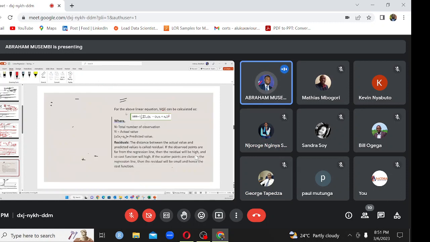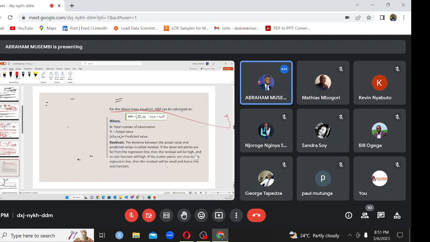Let's now continue. For the above linear equation, the mean squared error can be calculated as this. You can see this is the formula which we've just written. It's just that they have factored out the one divided by n, but it is the same concept, whereby n is the total number of observations, may it be in a population or in sample data.